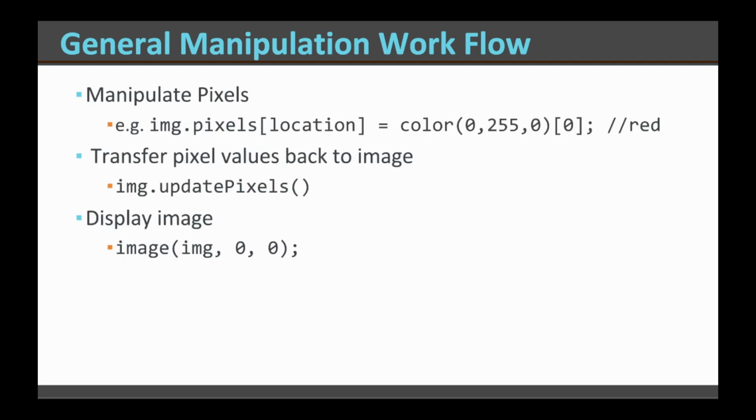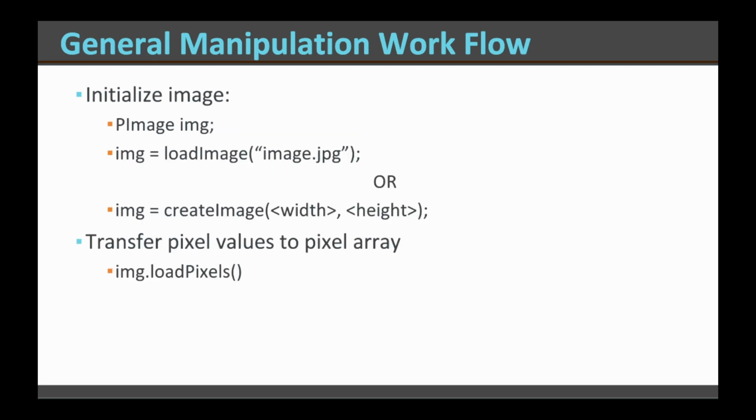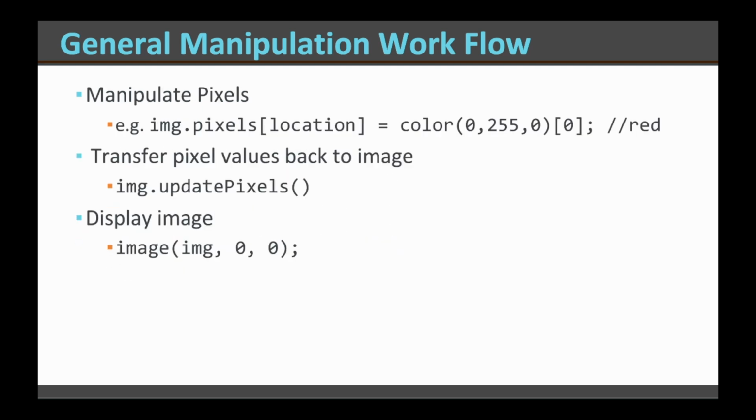And we can manipulate pixels. This is a general form. Some versions of pixel manipulation in Pico 8 actually use this form where each location takes a color value. That's not the case for the image class. I just wanted to show you that you may find this in other areas when you are doing your final project, which is basically why this is here. Then you update the pixel values, take it back to the image, and then you can display it. So a little formula for you: initialize, transfer pixel values to the pixel array, manipulate pixels, transfer pixel values back to the image from the array, and then you display.